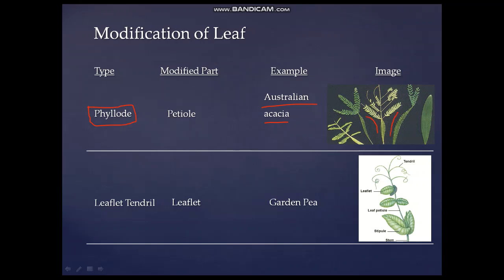Then is the leaflet tendril. Again, the tendril helps in climbing. The leaflet gets converted into a tendril. Example is garden pea. The first example was of the wild pea and now this example is of garden pea. In wild pea, the whole leaf gets modified. Here, the leaflets get modified into the tendrils.